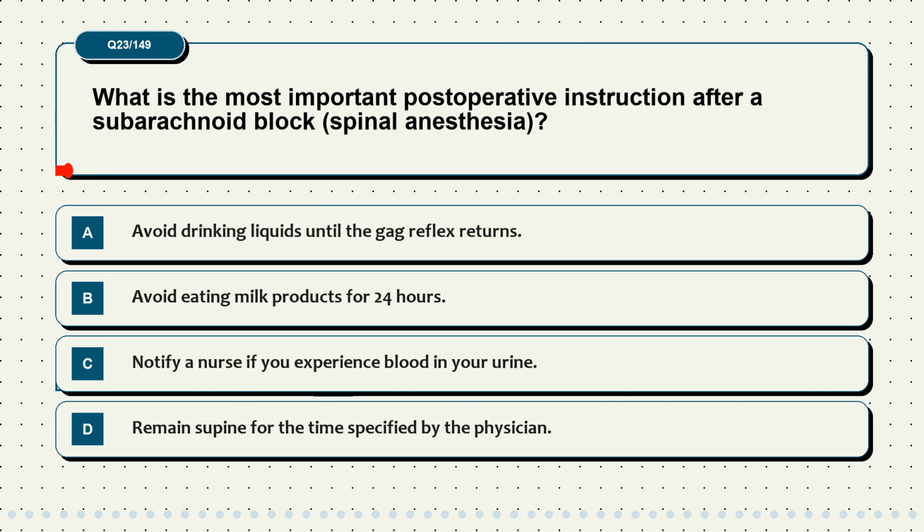Question 23. What is the most important postoperative instruction after a subarachnoid block, spinal anesthesia? Here are the options. Option A, avoid drinking liquids until the gag reflex returns. Option B, avoid eating milk products for 24 hours. Option C, notify a nurse if you experience blood in your urine. Option D, remain supine for the time specified by the physician.